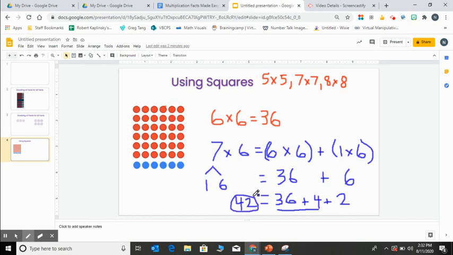Another example would be, say that you're trying to do 7 times 8. If you think 7 times 7 is 49, plus 1 more 7 would get me to 56. That can help you with 7 times 8. So using squares is just another strategy that you can use to help use the facts that you know to figure out facts that you might be working on still.